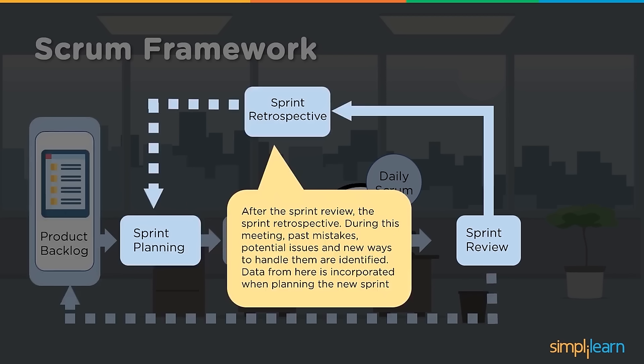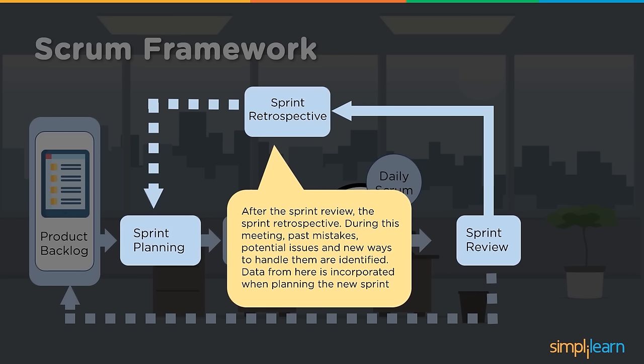Then the sprint retrospective happens. After the sprint review, the sprint retrospective happens. During this meeting, what went well, past mistakes, potential issues, and new ways to handle them, which need to be done correctly in the next iterations or next sprints, need to be identified. Data found from here is incorporated when planning the new sprint. So it works like lessons learned.